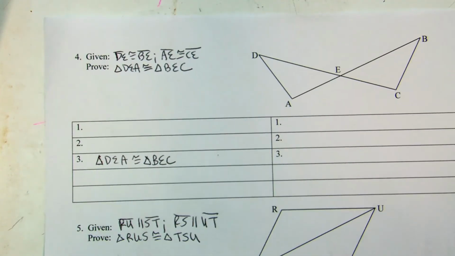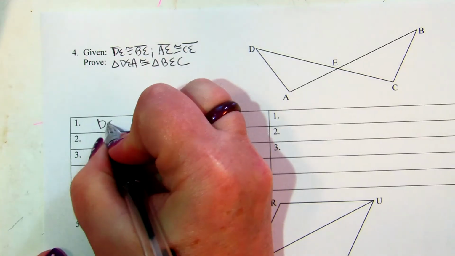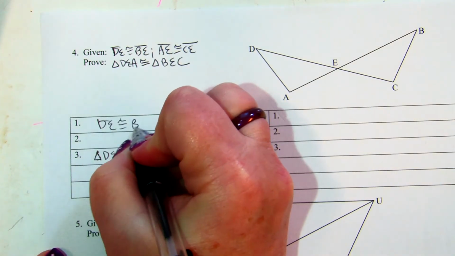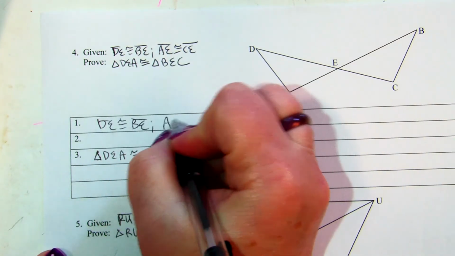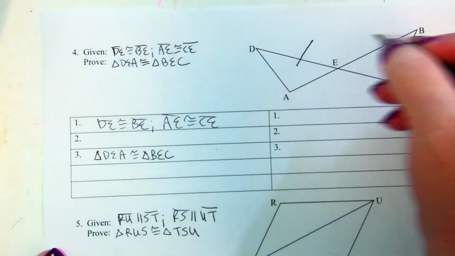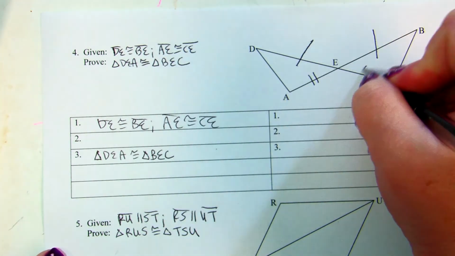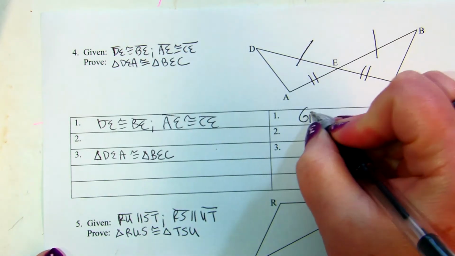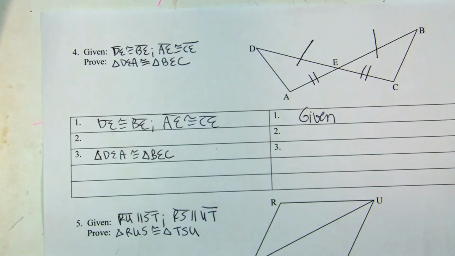On number 4, DE is congruent to BE and AE is congruent to CE given. And then there's no reason to mark the other sides congruent, so it won't be SSS postulate. But we can get some angles. Does anybody know what kind of angles we can mark?